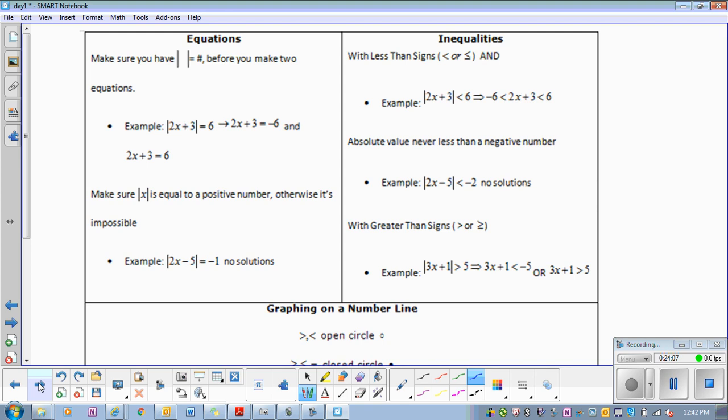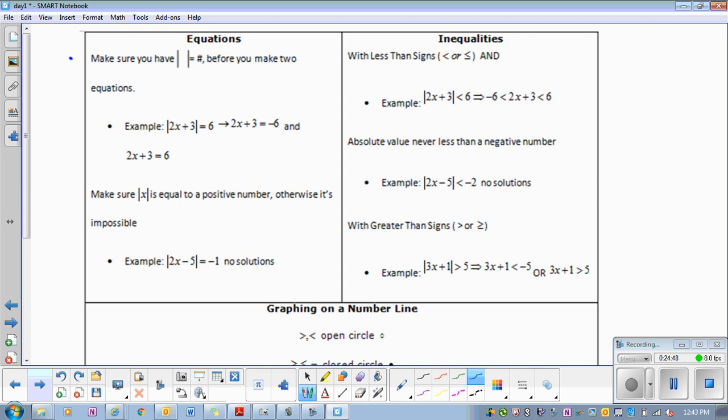All right. Well then, you guys have mastered the graphing. Great job. Now we're going to talk about equations and inequalities. Here's just the basic overview. Okay, we're going to go through this quickly. You guys have actually done a lot of these. Equations. Make sure you have the absolute value all by itself. After you do that, then you make them into 2 equations. Remember, don't change anything that's inside the absolute value bars. They stay the same. Okay?